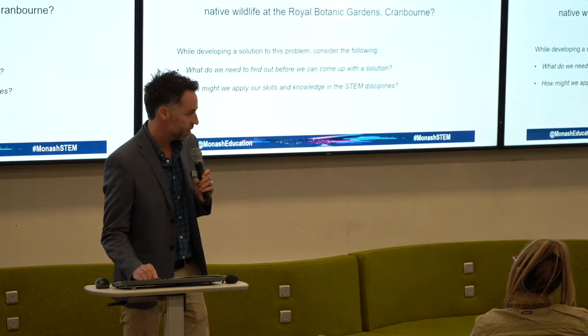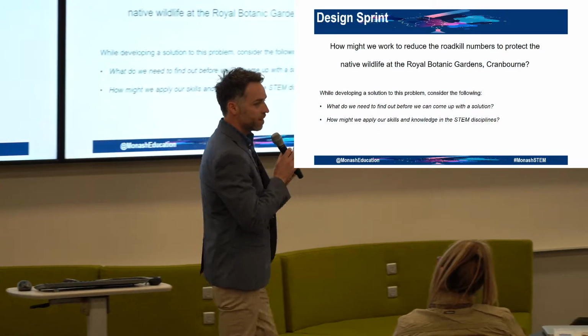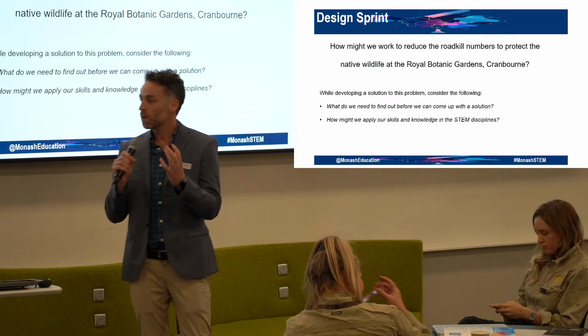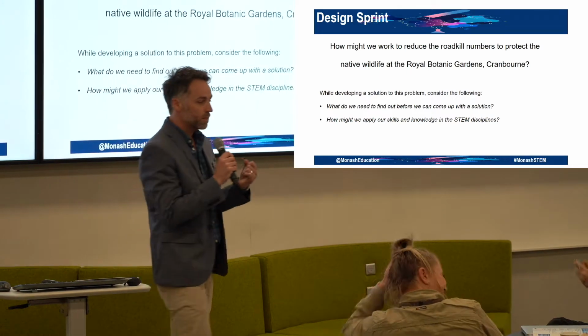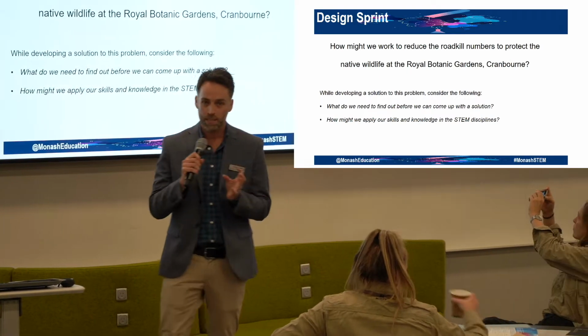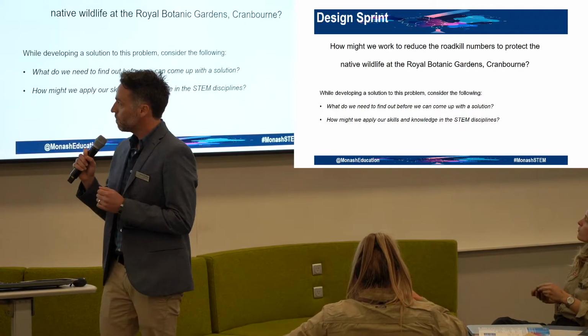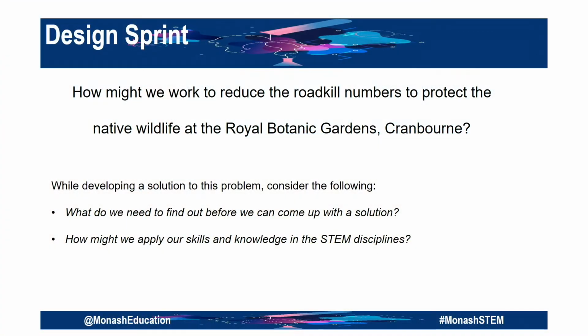Okay, so thank you to Sally for providing us with that authentic problem for tonight. The challenge we're going to do now is we're going to undertake a design sprint. So at your tables, you are going to be the students for the next 15 minutes. You will see on your tables that there are whiteboard markers, and we're going to address the question, how might we work to reduce the roadkill numbers to protect the native wildlife at the Royal Botanic Gardens in Cranbourne?